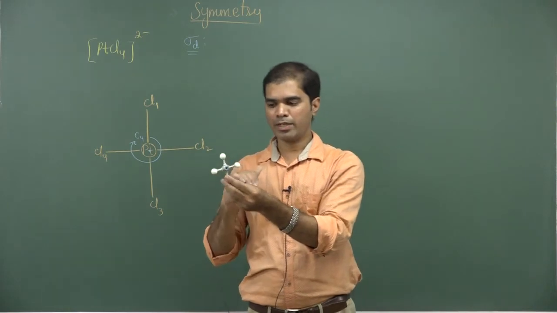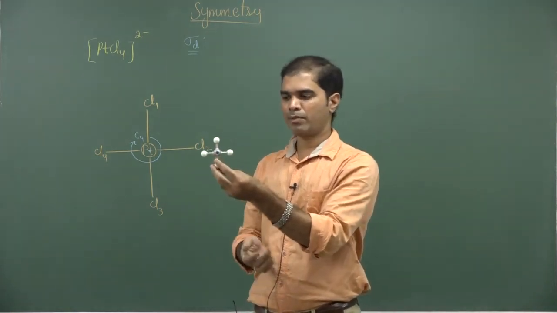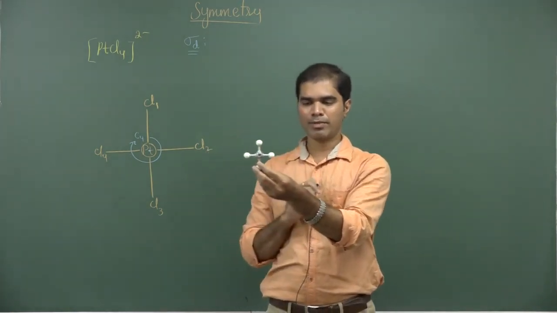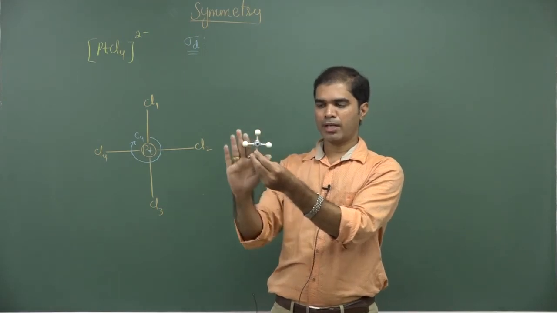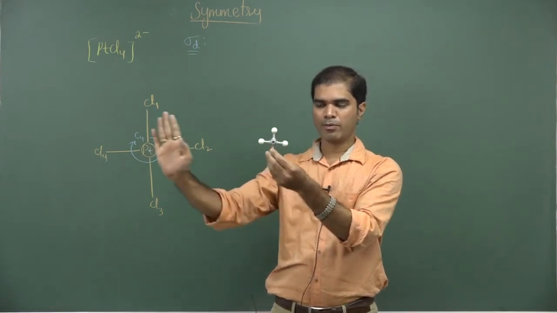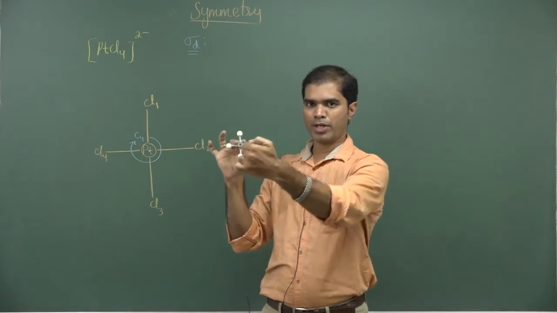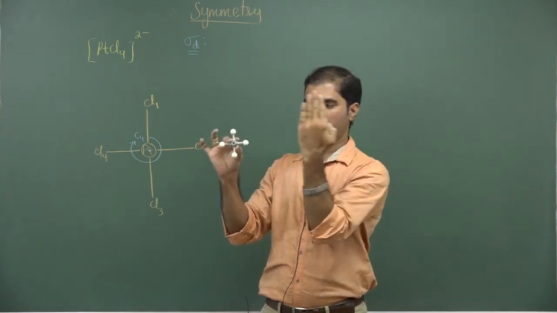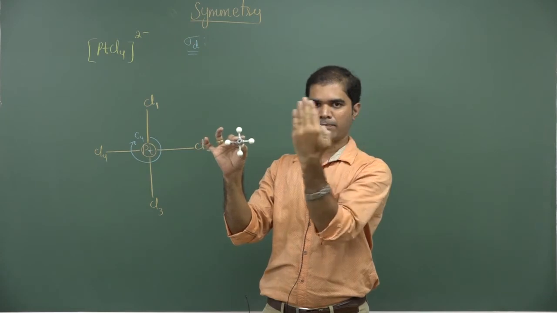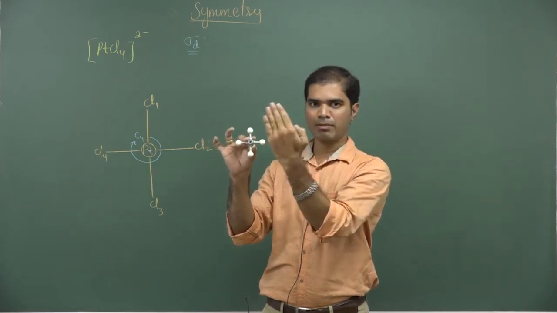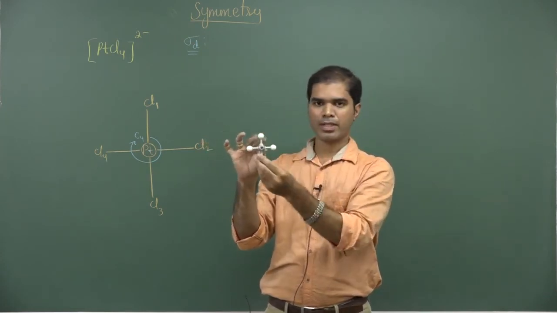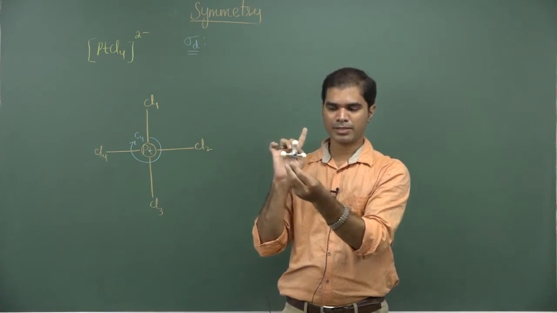First we will identify, then we will try to label them, or we will try to give some identification to those planes. This is a planar molecule, so definitely we will have a molecular plane. With respect to the principal axis pointing towards you, this molecular plane is perpendicular. So this becomes a sigma h. There is one plane called a sigma h.